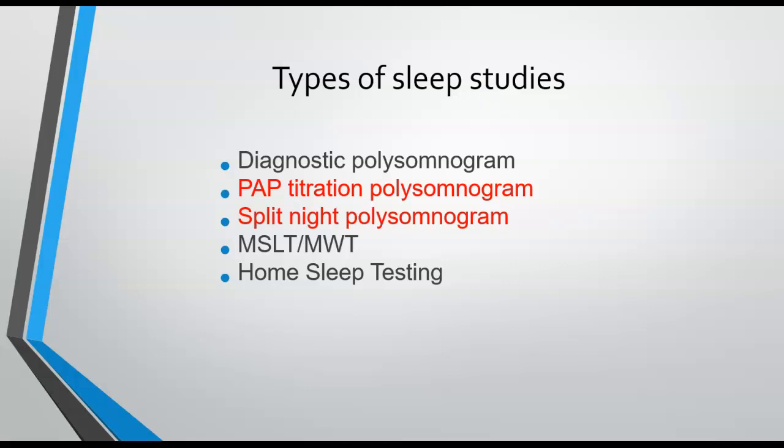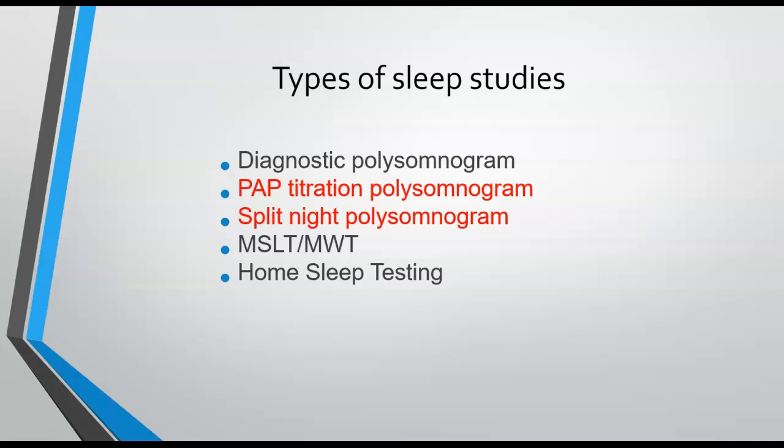So now we know that there are different types of sleep studies: a diagnostic polysomnogram, a PAP titration polysomnogram, a split night polysomnogram, MSLTs or MWTs, and home sleep testing. A diagnostic polysomnogram, as the name implies, is used to diagnose a sleep disorder, for example, a sleep-related breathing disorder, or parasomnia, or any other movement disorders, etc.